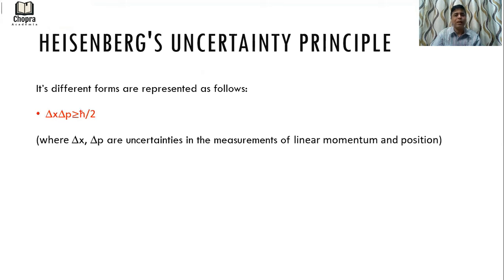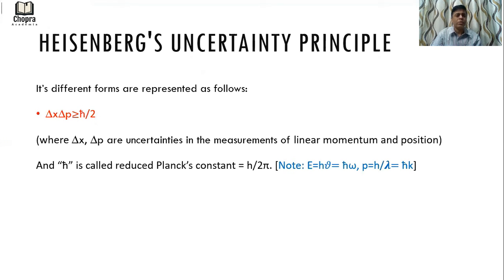Now, h cross is a new constant you are learning here. H cross is called the reduced Planck's constant, which is nothing but h by 2 pi. Also note that E is equal to h nu, so in terms of the reduced Planck's constant, I can write it as h cross omega, and the momentum P, which is equal to h by lambda, in terms of K and h cross will be h cross K. So these are the new formulas you have to understand in terms of the reduced Planck's constant.